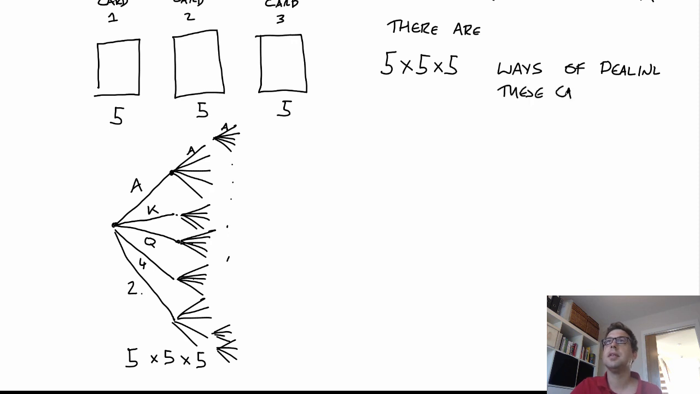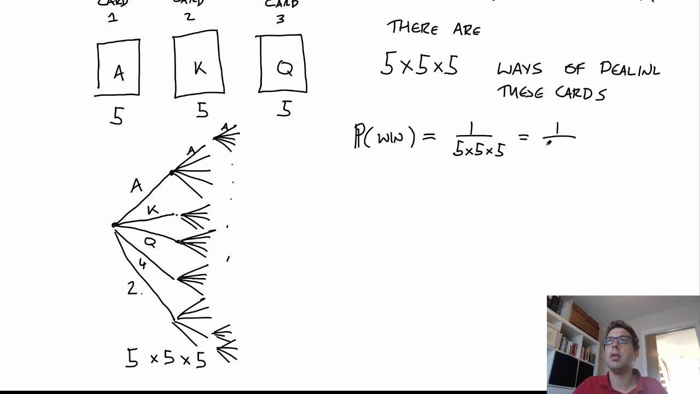Since no one of those outcomes as listed along these trees is any more likely than any other, the probability I win, where win means this is an ace, this is a king, and this is a queen, is equal to 1 over 5 times 5 times 5, which is equal to 1 over 125.